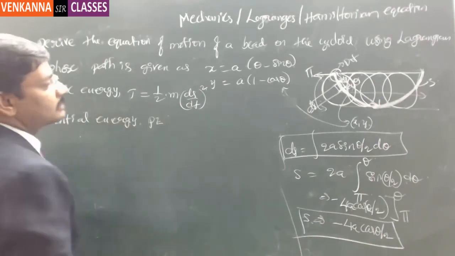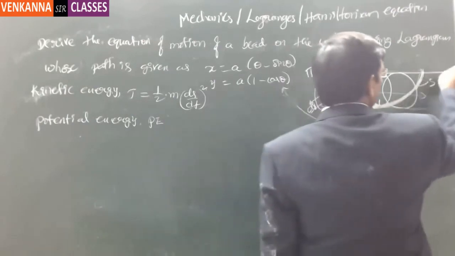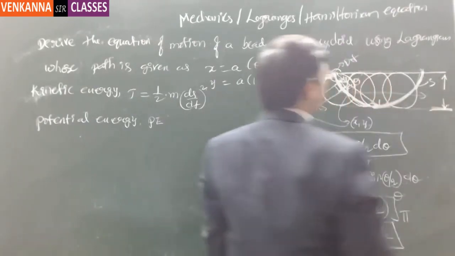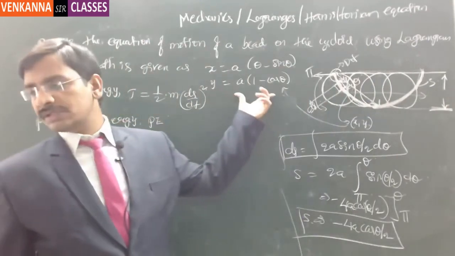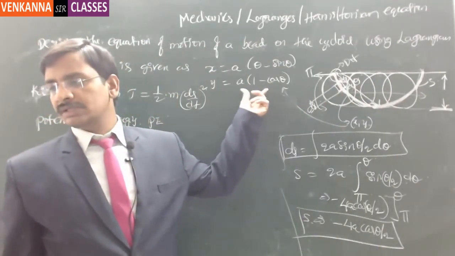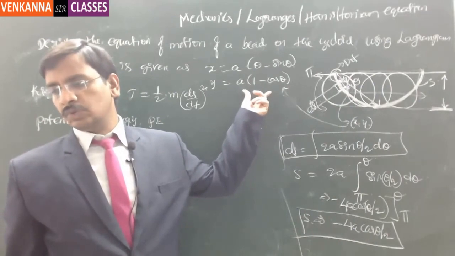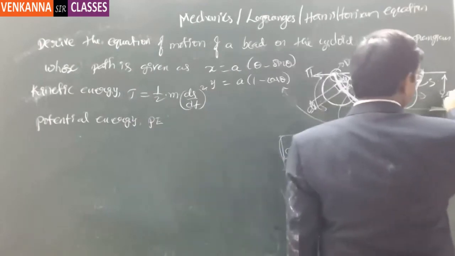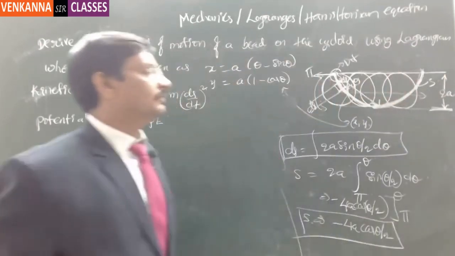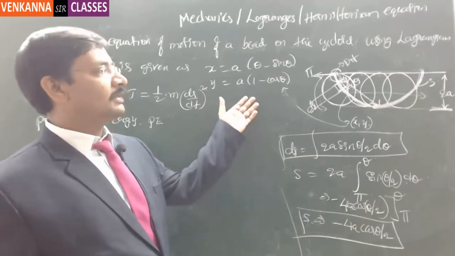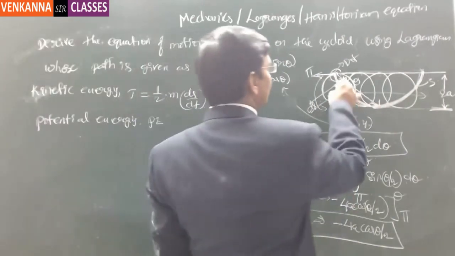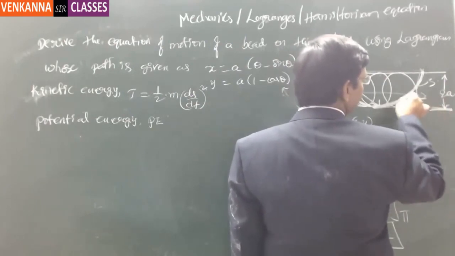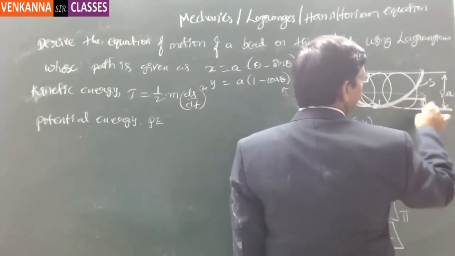PE is given as, so here what is this length, the top to bottom length? That is nothing but the maximum value of y, which can assume a maximum value of 2a. So this length is 2a. Now when this length is 2a, the height at any random point is given by the value of y.